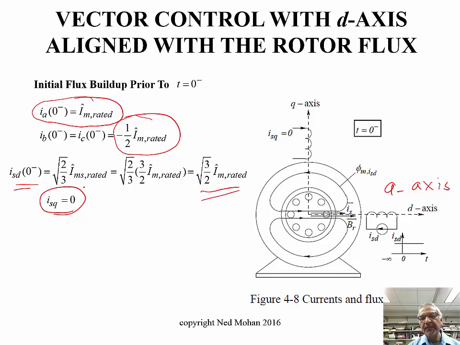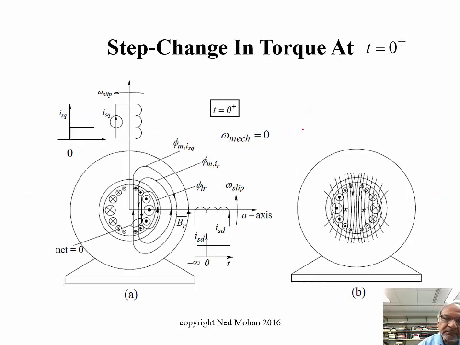Okay. But please remember that everything is happening in ABC frame, right? But here we are representing them with the D and Q axis winding. So ISD reaches this value, and ISQ is 0. So this is the situation at t equal to 0 minus. There is no torque, and therefore rotor is not going anywhere. It's stationary. Okay.